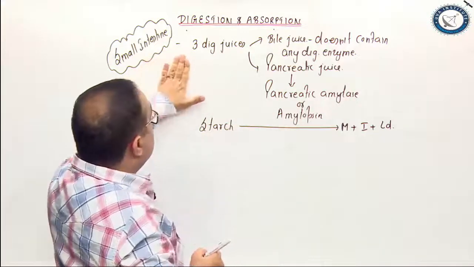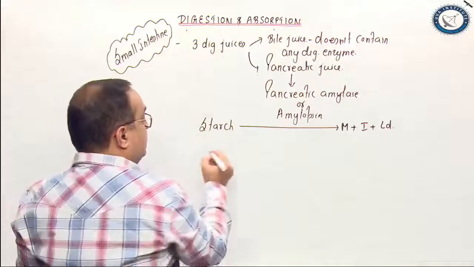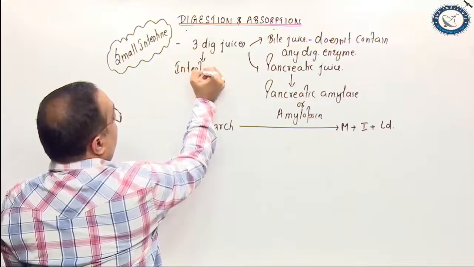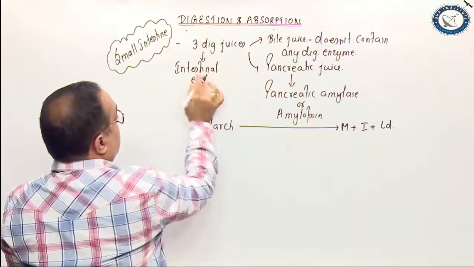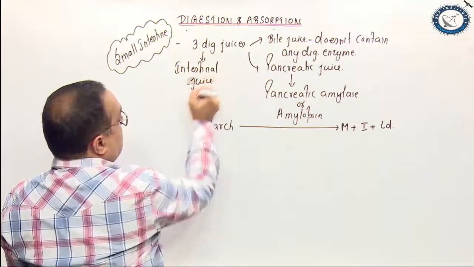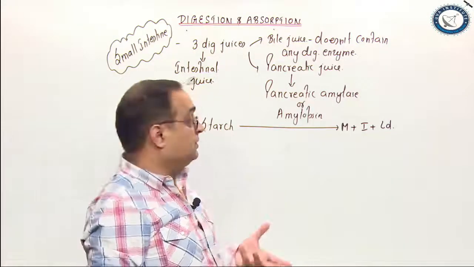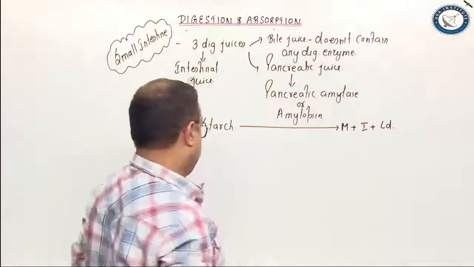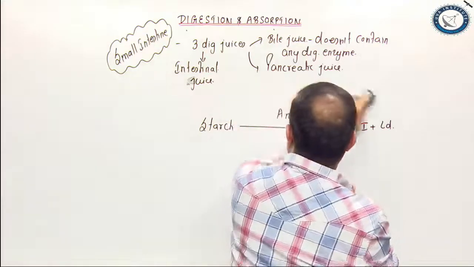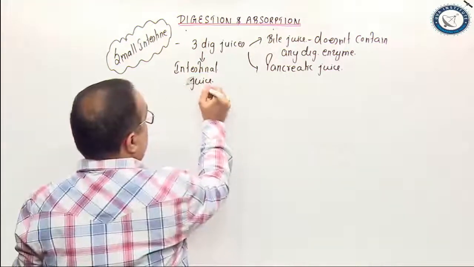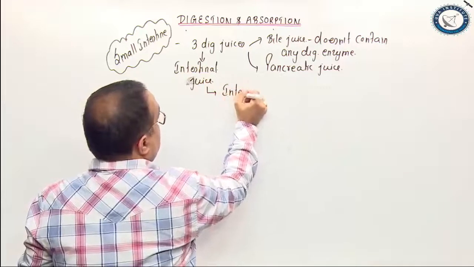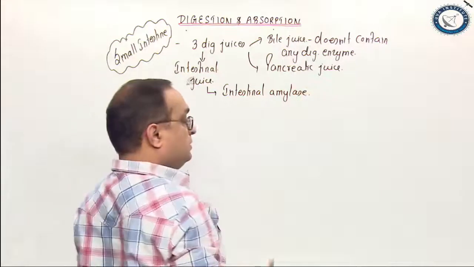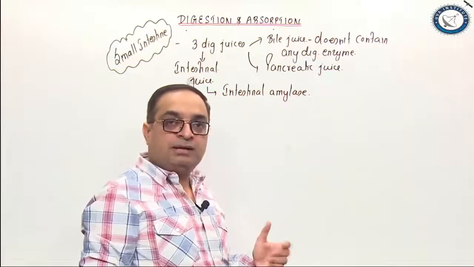The third juice in the small intestine is the intestinal juice. Intestinal juice has a variety of enzymes. It has intestinal amylase, which will digest the remaining starch into maltose, isomaltose and limit dextrins. So I'm writing for intestinal juice: intestinal amylase, which is again going to digest starch into maltose, isomaltose and limit dextrins.